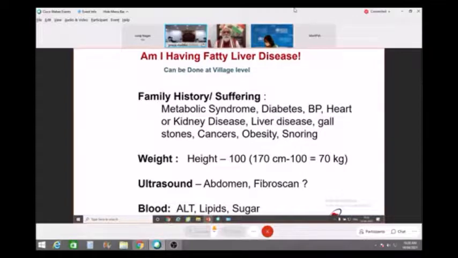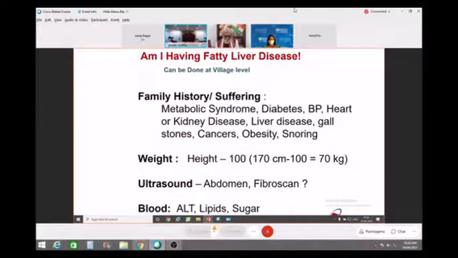And this can be done at village level, and I must thank Dr. Swasti, Dr. Sudhir, and of course BGHS, who have helped us develop this program. Suppose you have a family, mother, father, or yourself suffering from obesity, diabetes, blood pressure, heart or kidney disease, liver disease, gallbladder stone (it's not a disease of the gallbladder, it's a liver disease), cancer, obesity, or you're snoring. Get yourself screened for fatty liver.